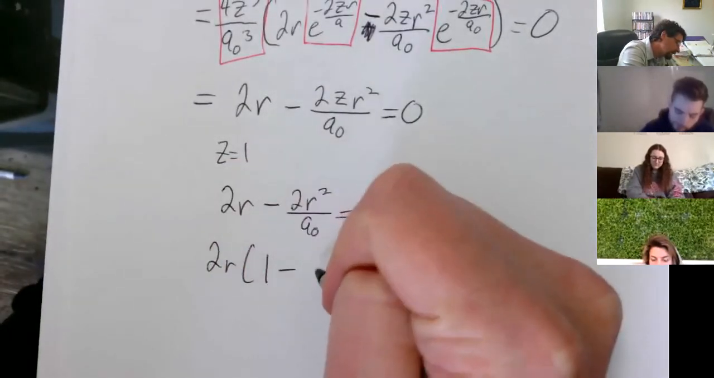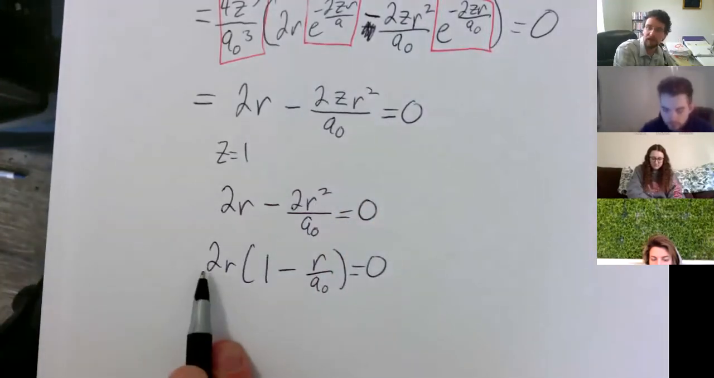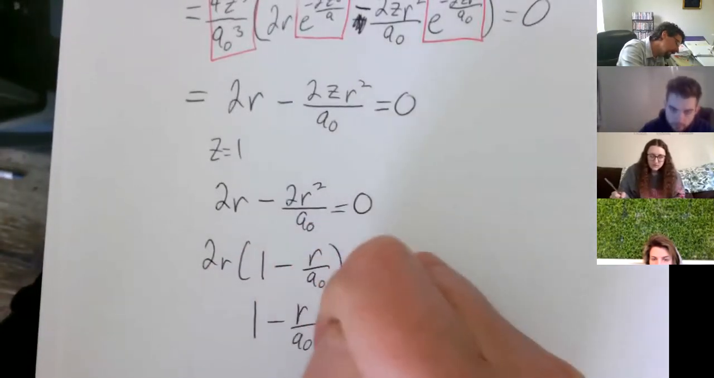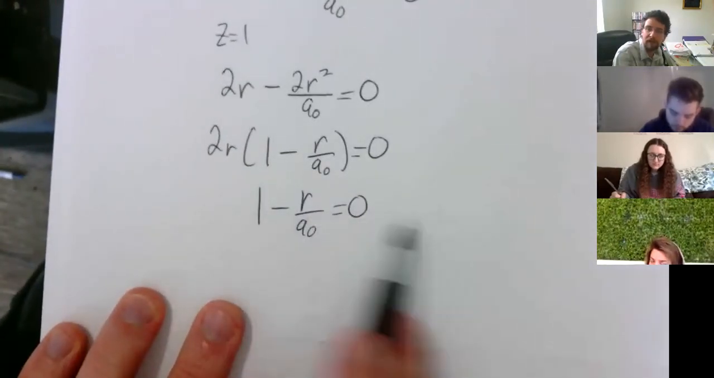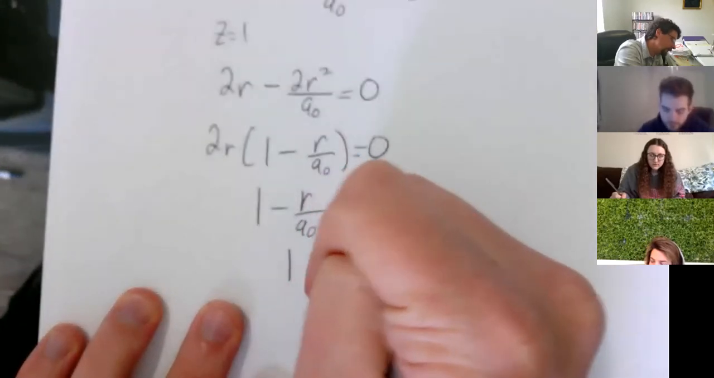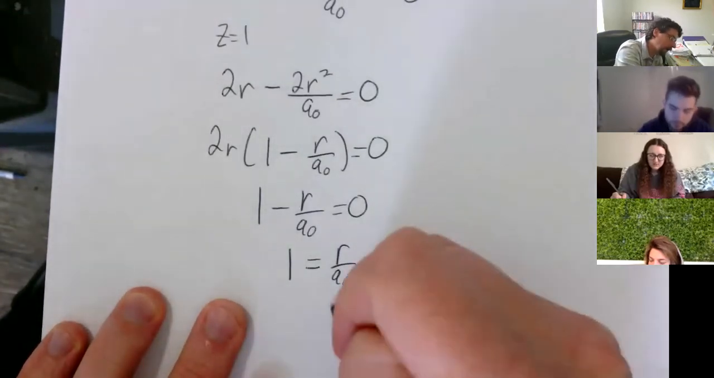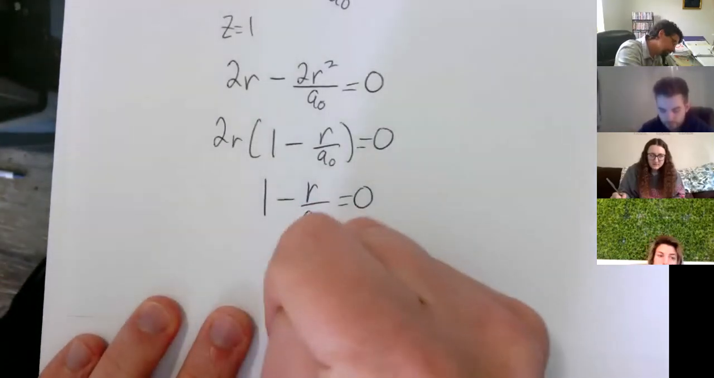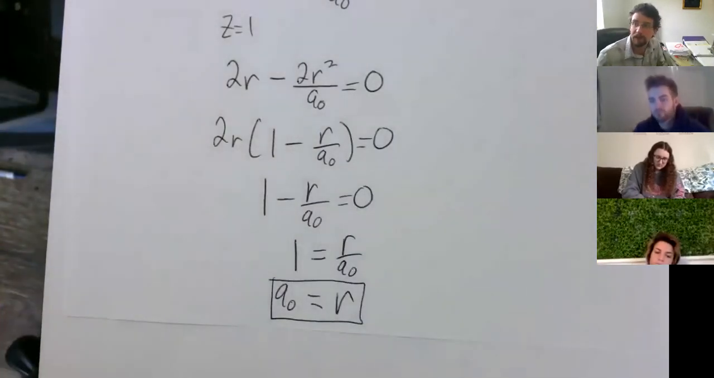We get 1 minus R over a naught is equal to 0. So we can just take that over to the other side. We can manipulate this around, right? Let's move that R over a naught to the other side. Then if we solve for R, what's R equal to? A naught. Yep. Which is the most probable spot to find that electron. Pretty cool.